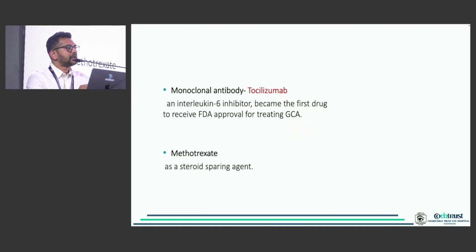The majority of patients require lifelong steroid treatment. Some patients may need steroid-sparing agents such as methotrexate, and tocilizumab is a monoclonal antibody approved for the treatment of GCA.